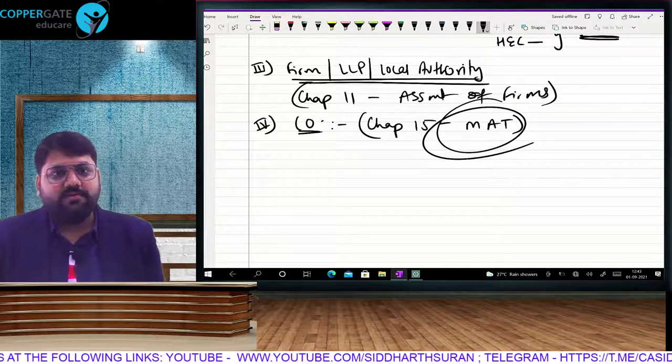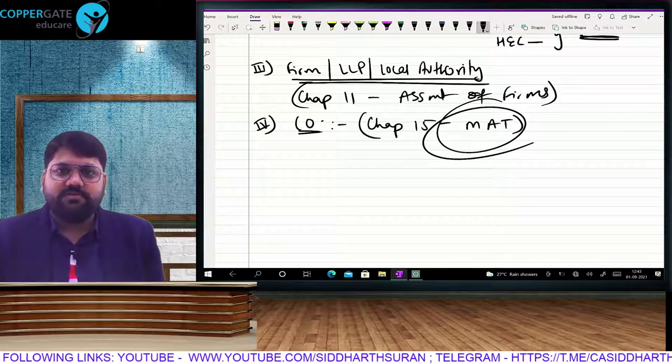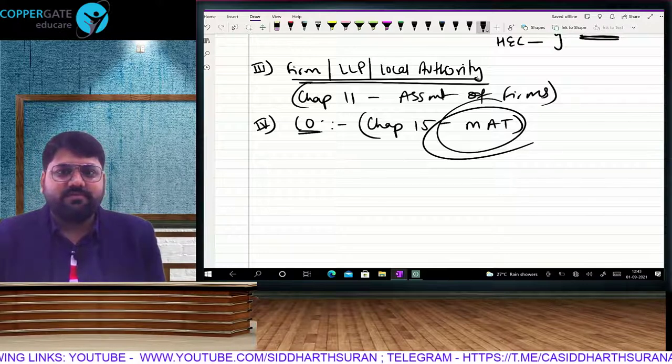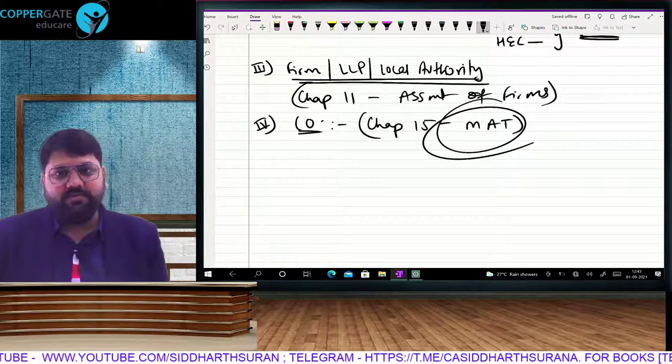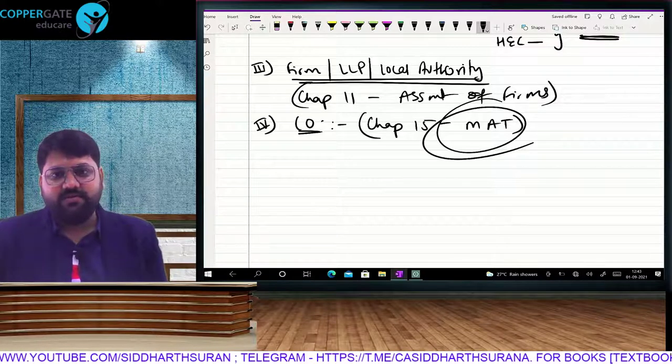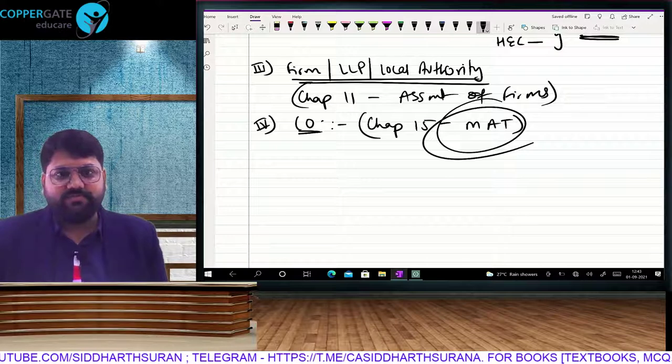Correct? Marwadi is on the house? No. Yes. Minimum ATLO tax. Minimum this much you will have to pay. Maharashtrians on the house, give me a cheer.